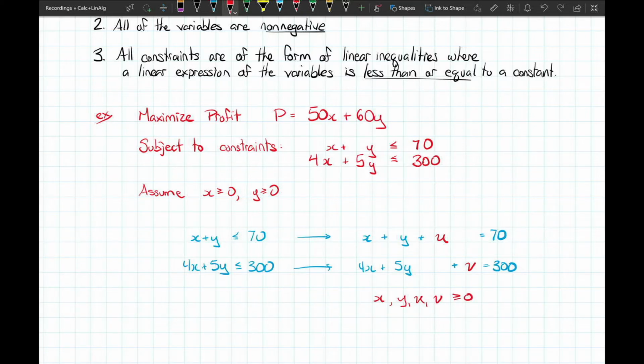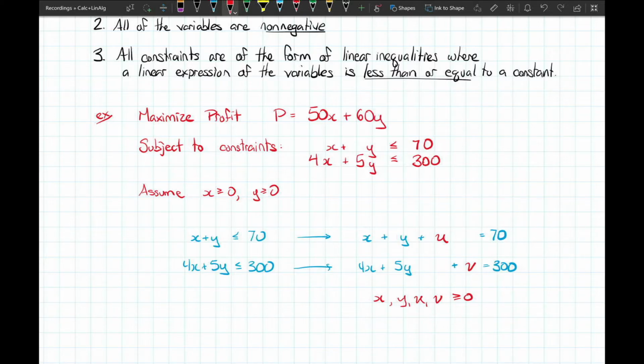They are all non-negative. Now, our profit is an equation, and our constraints are equations, and they're all linear equations. And so you can imagine where this might be going. We have a whole system of linear equations, and we can put this into a matrix form. Now, this is a very special kind of matrix.